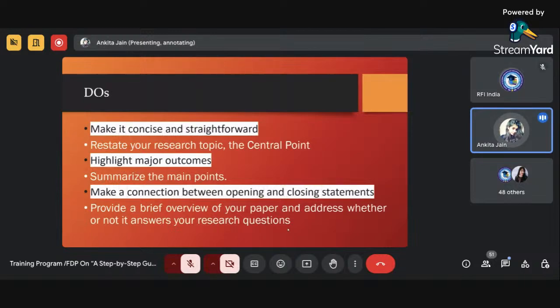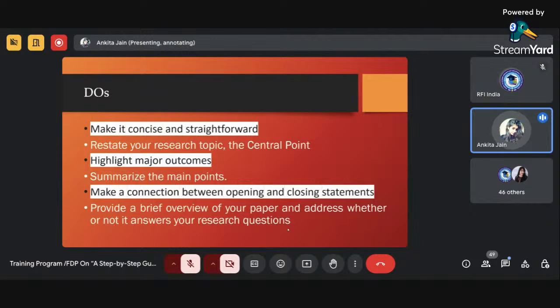When it comes to the conclusion, it should be very concise and very straightforward. It should not discuss anything, it should not talk about any findings or results. It should just have a glimpse of your work, whatever you have done, restating the research problem and talking about the main points. So highlight the major outcomes, summarizing the main points, and make a connection between the opening and closing statement.